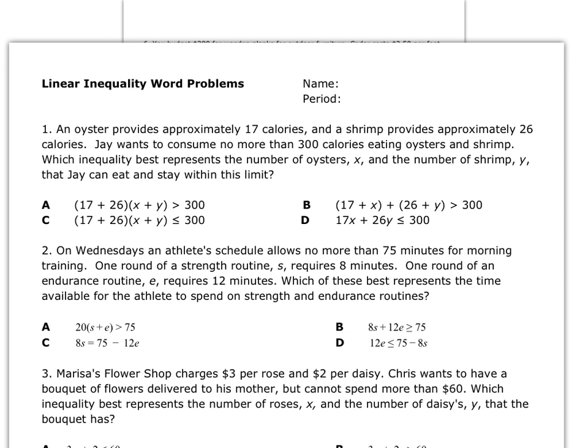You ready? All right. So I'm gonna do some underlining here. An oyster provides 17 calories, and a shrimp has 26 calories, right? Jay wants to consume no more than 300 total calories. So it says here oysters are X, and shrimp are Y, right?